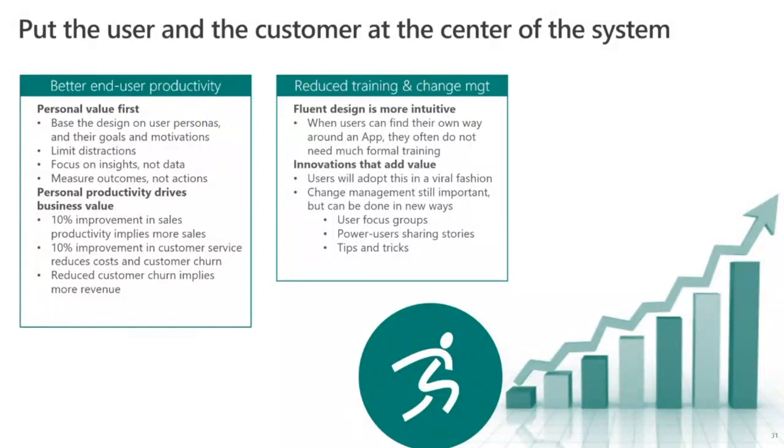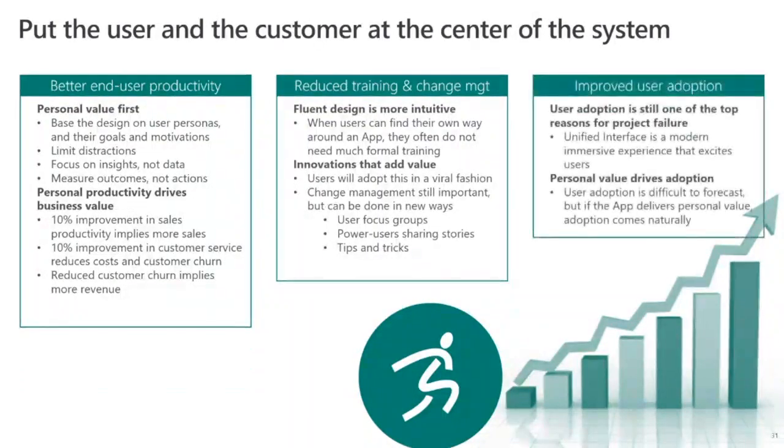Change management is still important. It can be done in new ways, for example, in user focus groups, or power users sharing their success stories, or users sharing tips and tricks on using the application to be more efficient, leading to improved user adoption, because this is still one of the top reasons for project failure. And the Unified Interface is a modern, immersive experience that excites users, so this really should help tackle user adoption issues. Personal value drives adoption. It's not easy to forecast, but if the app delivers personal value, adoption will come naturally.